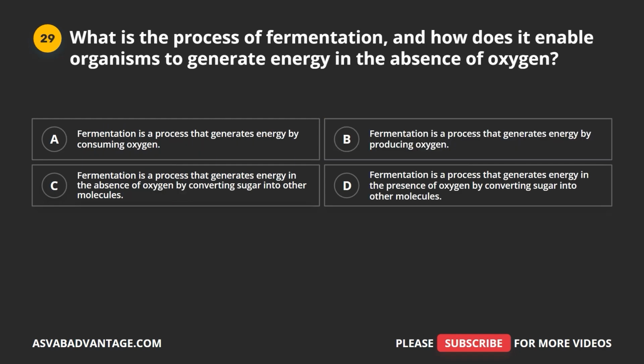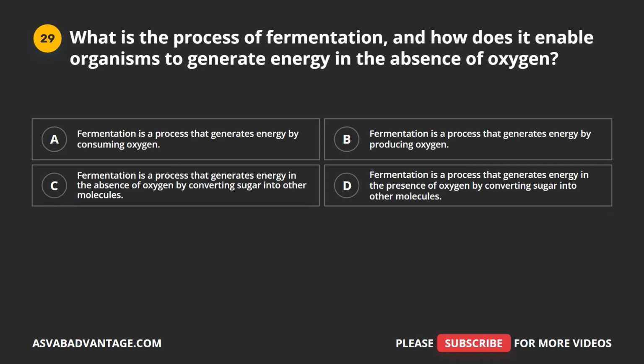Question 29. What is the process of fermentation, and how does it enable organisms to generate energy in the absence of oxygen? A. Fermentation is a process that generates energy by consuming oxygen. B. Fermentation is a process that generates energy by producing oxygen. C. Fermentation is a process that generates energy in the absence of oxygen by converting sugar into other molecules. D. Fermentation is a process that generates energy in the presence of oxygen by converting sugar into other molecules.